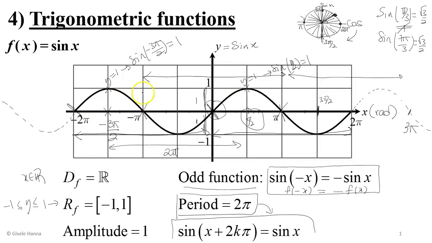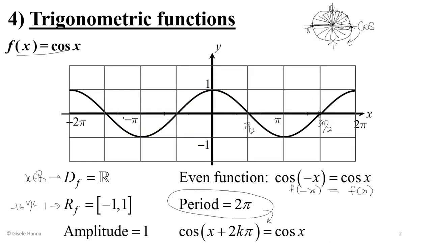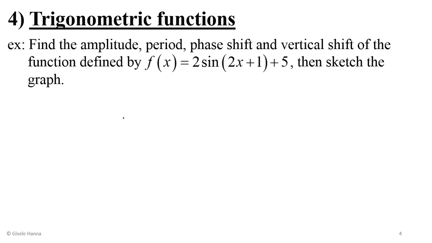So over here, if this is the sine function, if it's multiplied by negative, the curve would actually reflect with respect to the x-axis. So this maximum would become a minimum, this minimum would become a maximum, etc. So let's just do this example here. We have to find the amplitude, the period, the phase shift, and the vertical shift of this given function. Then we need to sketch it.